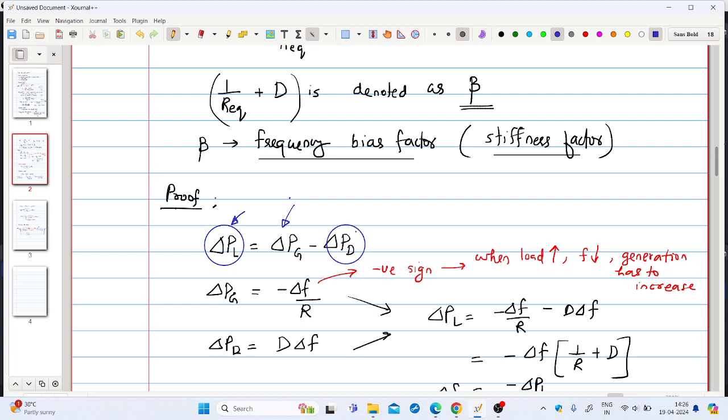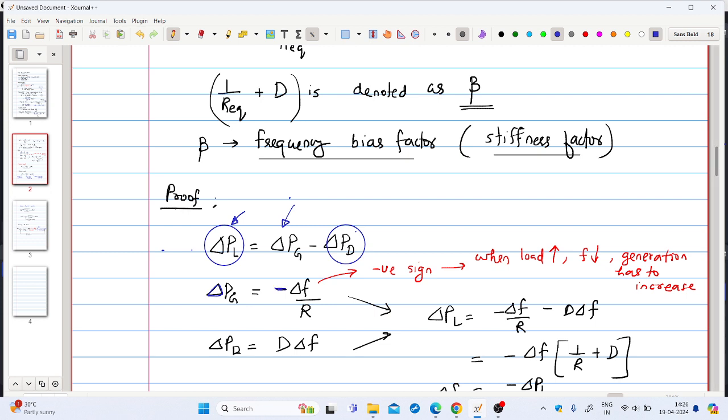So net change in load power, that is delta PL, will be equal to the change in generation power minus change in the frequency dependent loads. And delta PG, from the speed drop governor equation, you can write change in generator power is equal to negative of change in frequency delta F by R. And there is a negative sign here.